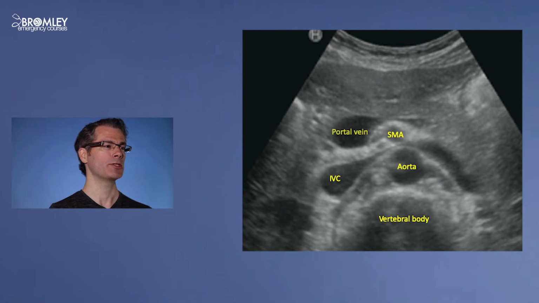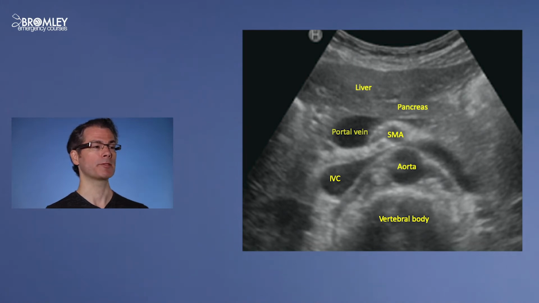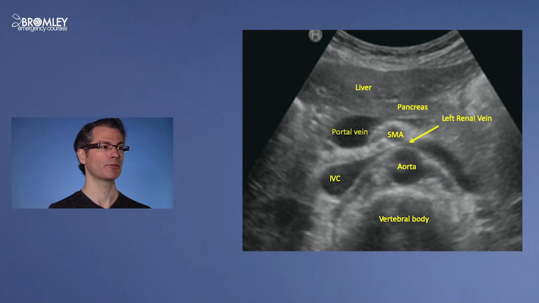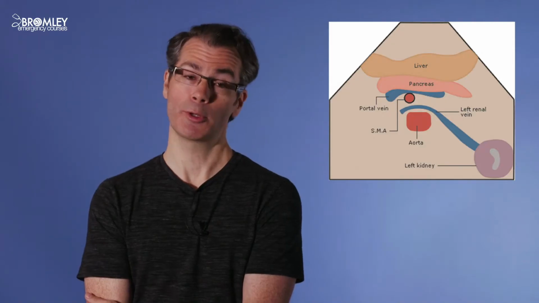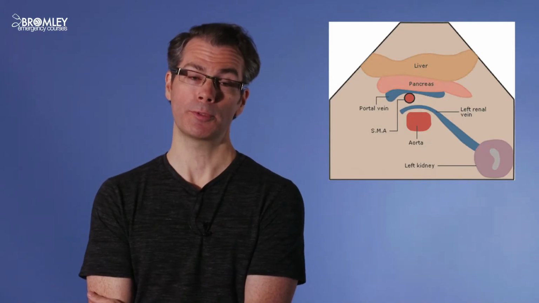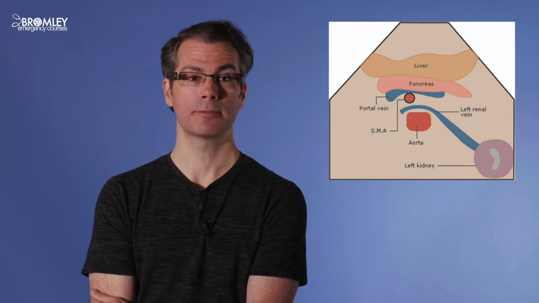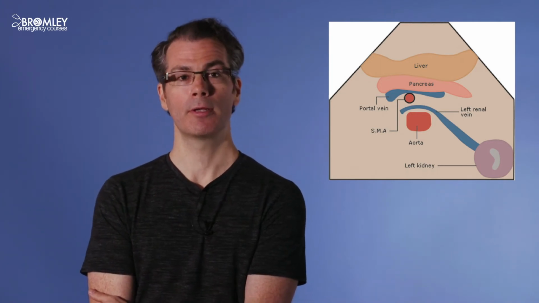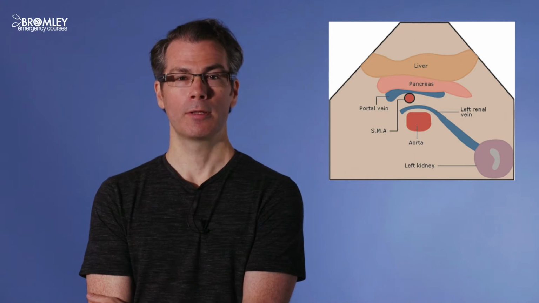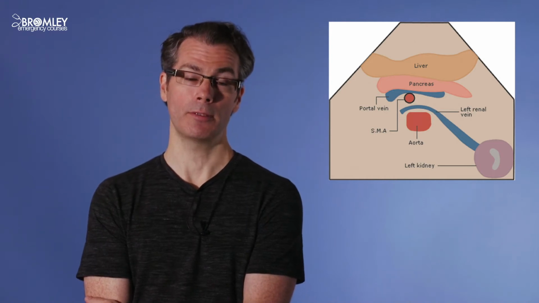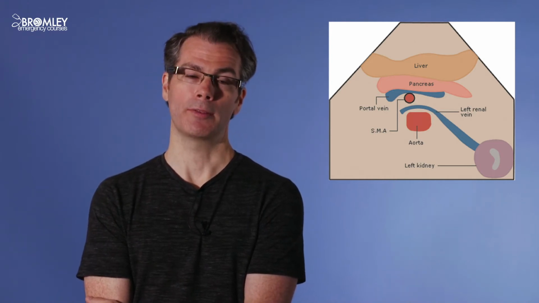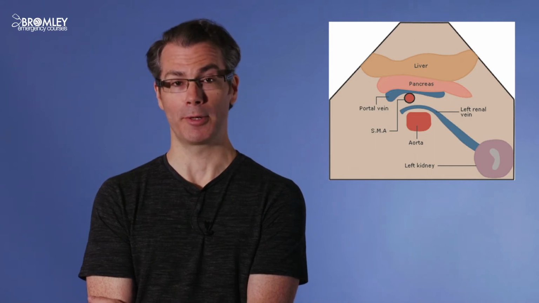The other structures we can see are the portal vein, the pancreas, the liver, and also running between the aorta and the SMA, you can just see the left renal vein running down into the IVC. Here's a diagram showing the same thing. So from the top down, liver, pancreas, portal vein running behind the pancreas, SMA just behind that, the left renal vein running between the aorta and the SMA, and then the aorta at the back, just in front of the vertebral body.